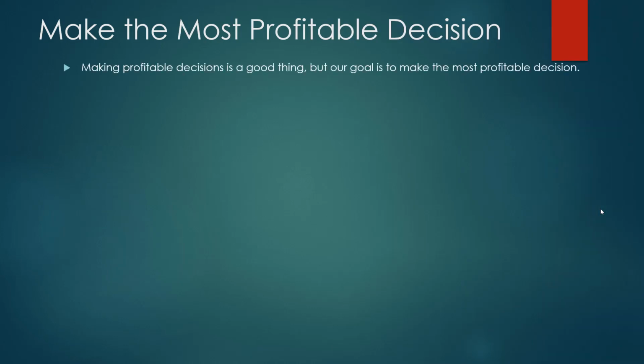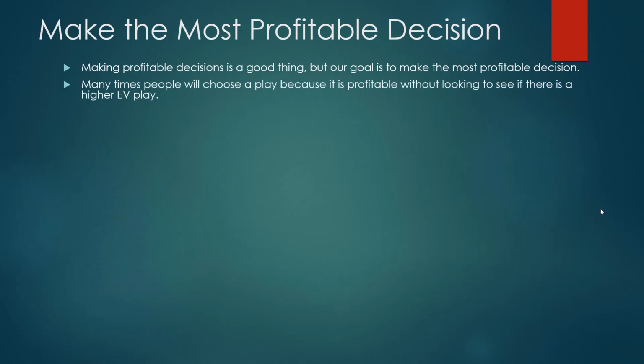So how do you make the most profitable decisions? You can tell this is a long slide too because my text is tiny. Your goal is to make the most profitable decision, not just a profitable decision. Does that sound crazy? Does that make sense? Like if you have 10 decisions and they're all profitable, do you just randomly pick one? No, that wouldn't make any sense. So many times people will just choose a play without evaluating the rest of the plays. Hey, I'm going to take this play because it's profitable.